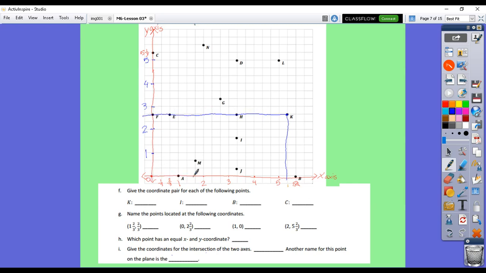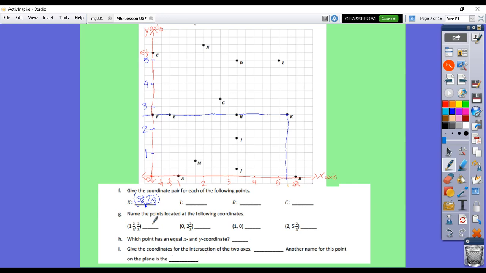So we went over 5 1/3. And then we went up, travel over here, 2 1/3, 2 2/3. Don't forget your parentheses that go around to say those two numbers go together. There should be a comma in between there. So you're going to do that for all of these points here.